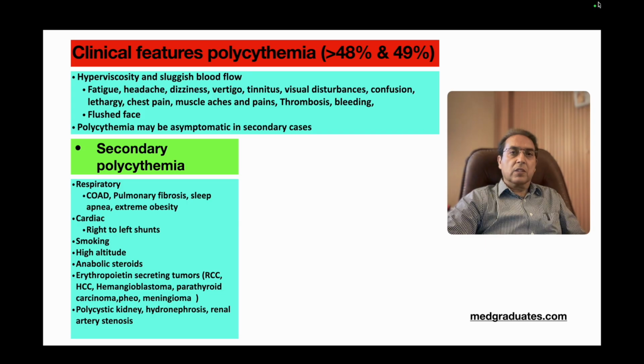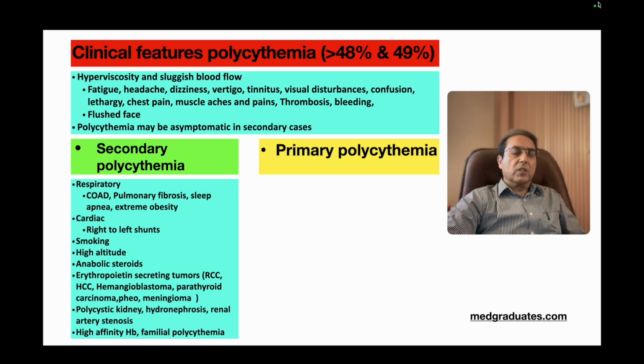Then renal disease like polycystic kidney disease, hydronephrosis, renal artery stenosis, they can do it. And then high affinity hemoglobins and familial polycythemia, which are not very common happenings. And then there are rare chromosomal abnormalities which can cause polycythemia. For example, you can see polycythemia in von Hippel-Lindau disorder.